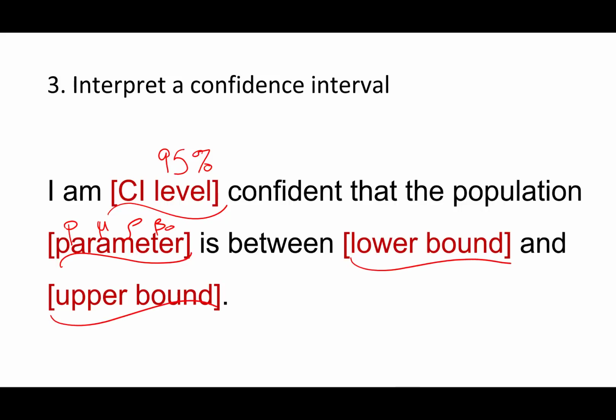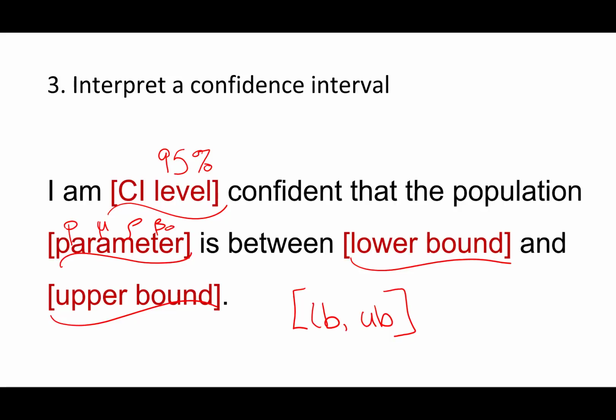The lower bound and upper bound are those numbers in the brackets that make up the confidence interval. So when I write these in brackets, it would be the lower bound, so the smaller of the two numbers, to the upper bound, which would be the larger of the two numbers.